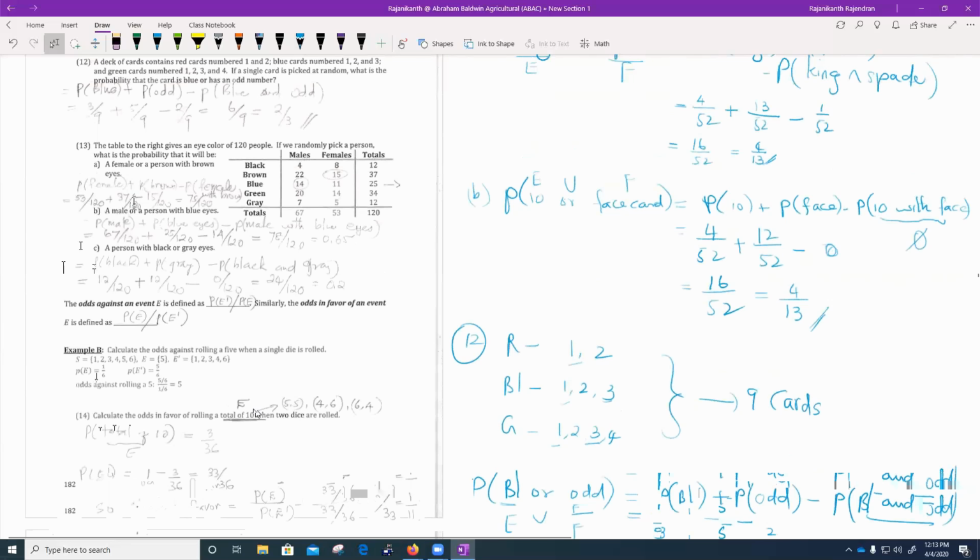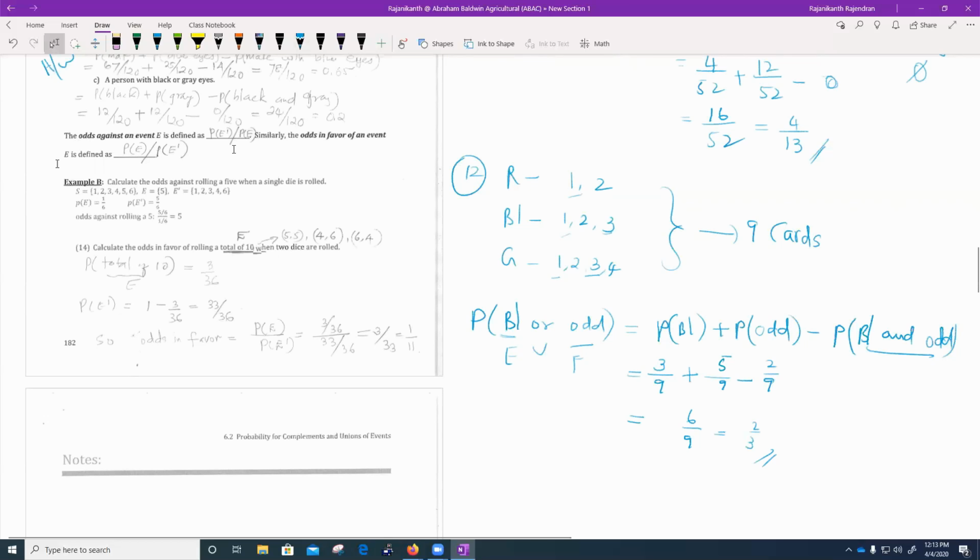That is problem number 12. Okay. So again, I'm leaving 13. I just want you to try this, please try it all. It is straightforward. You are given a table, so you should be good with this problem.